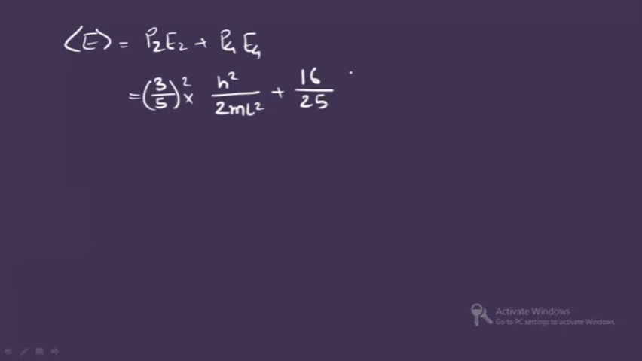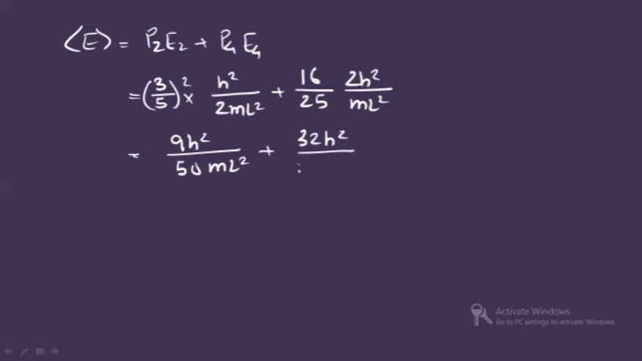And here you will have 2h square by ml square. So finally, you are having 9h square divided by 25 into 2, which is 50. 5 square is 25, 5 2s are 50. This is ml square, plus this side you are having 16 2s, which is 32, h square by 25 ml square.